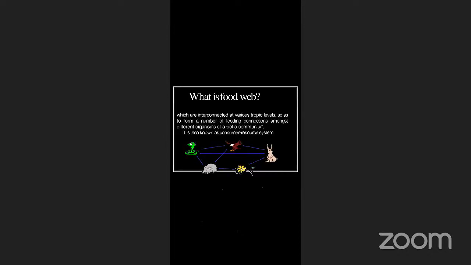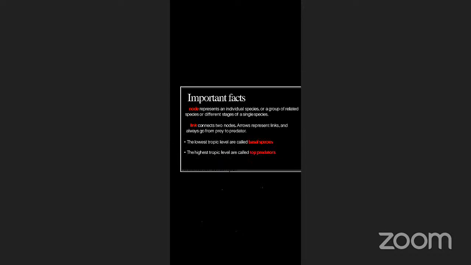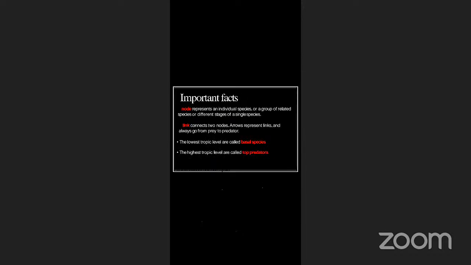So as I said, food webs are nothing but interconnected trophic levels by which we can understand the feeding connections between the organisms. When we represent food webs, we usually place nodes. A node is nothing but a dot. Every node represents a species, a group of related species, or different stages of a single species. Now between two nodes we draw a line. That is the link which is connecting.